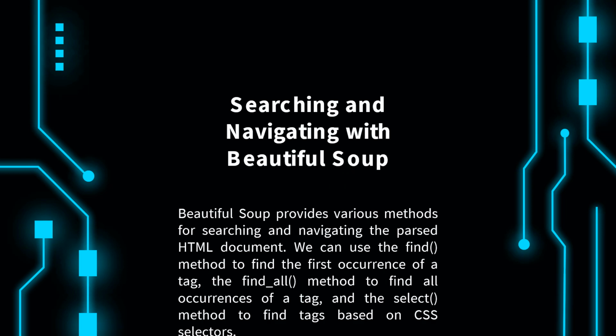Our next discussion topic is searching and navigating with Beautiful Soup. Beautiful Soup provides various methods for searching and navigating the parsed HTML document. We can use the find method to find the first occurrence of a tag, the findAll method to find all occurrences of a tag, and the select method to find tags based on CSS selectors. So, find to find the first occurrence of a tag, findAll to find all the occurrences of a particular tag, and the select method to find tags based on CSS selectors. The BS4 module provides various methods for searching and navigating the parsed HTML document.